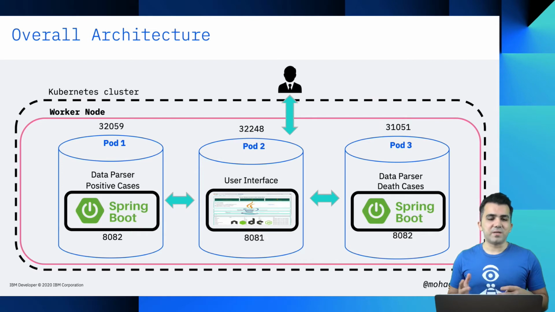Just to give you an idea about the overall architecture, we have got 3 pods in our Kubernetes cluster, and those pods have different Docker containers in them. One is the user interface, and the other 2 are running instances of data parser, one for the positive cases and the other one for the death rates. And obviously we manage to interact with these pods using services that we're going to learn throughout this course. This is just the high-level architecture of our application and our pods in the Kubernetes cluster. So let's get to Kubernetes.